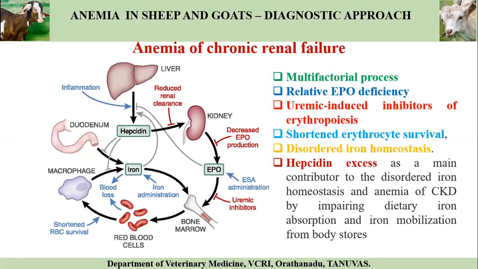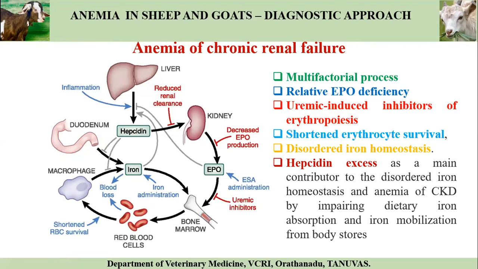Iron and EPO, erythropoietin, are crucial for RBC production in the bone marrow. Iron availability is controlled by the liver hormone hepcidin, which regulates dietary iron absorption and recycling. In case of CKD patients, what will happen? The hepcidin levels are highly elevated, which inhibits the EPO erythropoietin production by the kidneys, and uremic induced inhibition of erythropoiesis leads to shortened RBC lifespan and increased blood loss.